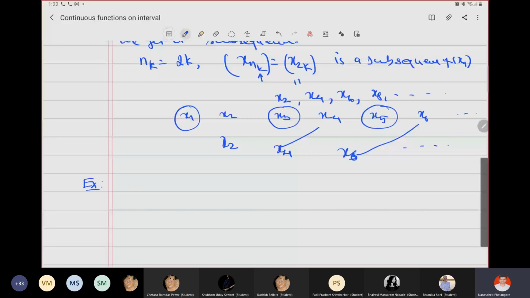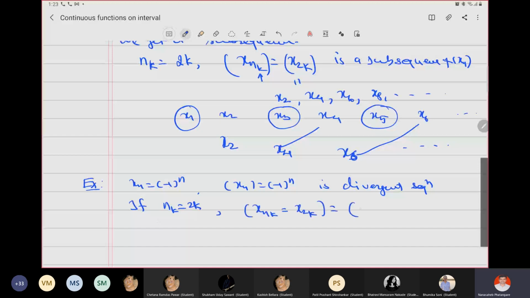Even if the original sequence is not convergent, a subsequence exists which is convergent. For example, xn equal to minus 1 raised to n is divergent, right? Now, if I take nk equal to 2k, then xnk is x2k. What is this subsequence? Minus 1 raised to 2k. It is a constant sequence 1.